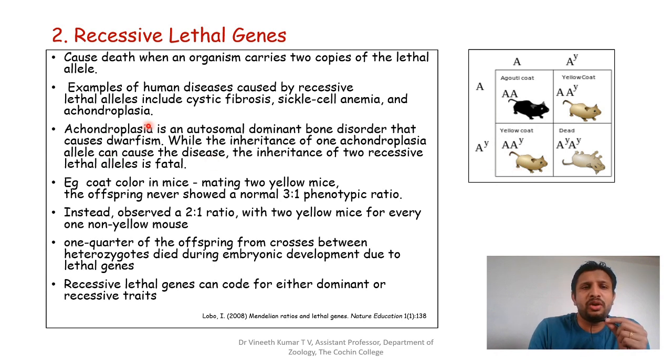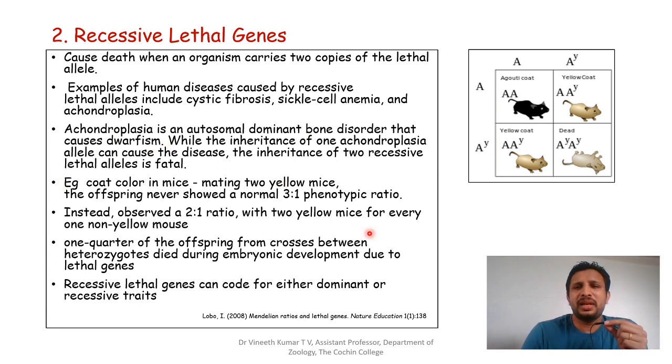When I say dwarfism here, don't consider every dwarfism as achondroplasia. This is a special genetic disorder which is caused by an autosomal dominant gene. Dwarfism may also be due to hormonal disorder, so don't take every dwarfism as achondroplasia. This is a special genetic disorder, achondroplasia, one of whose features is dwarfism. When the achondroplasia gene is present in the homozygous condition, that will be lethal because it is a recessive lethal gene. But whenever it is in the heterozygous condition, it results in dwarfism.